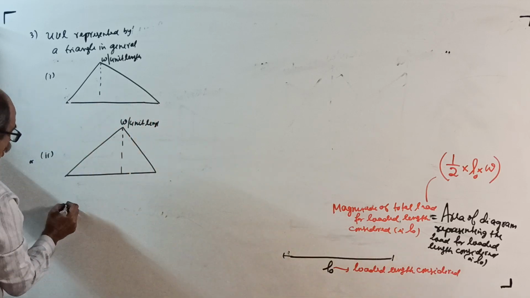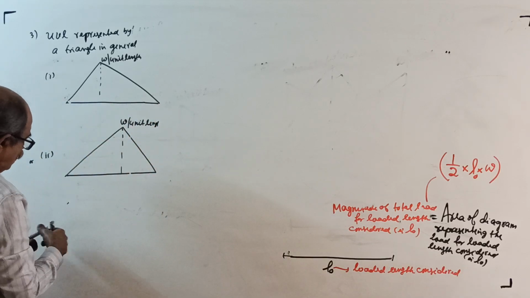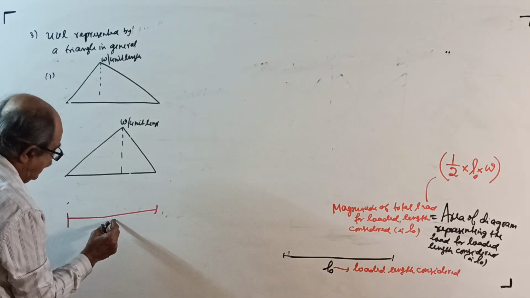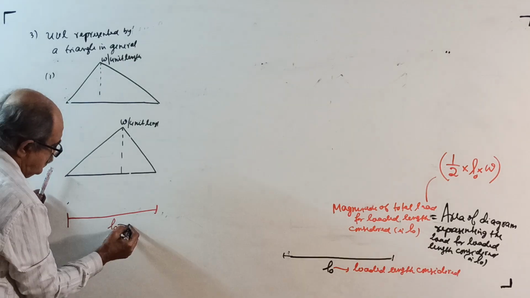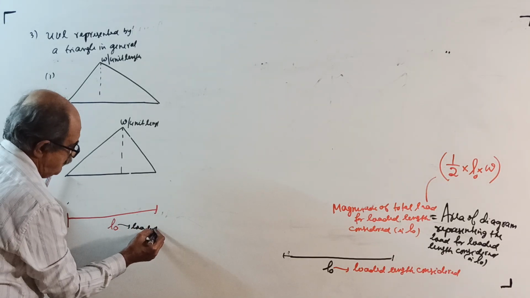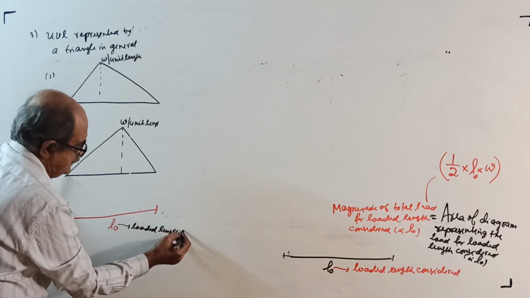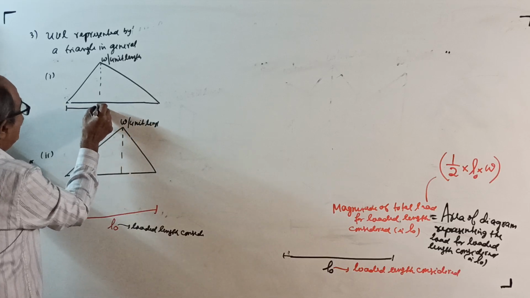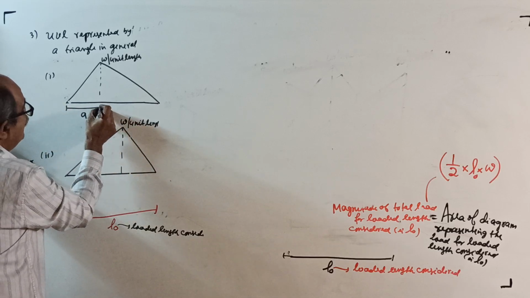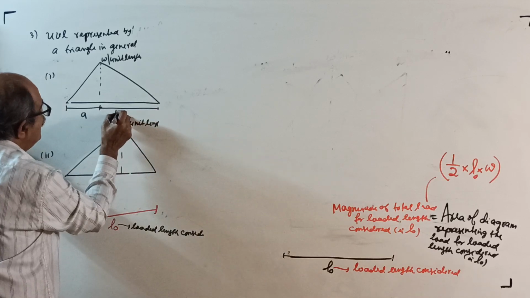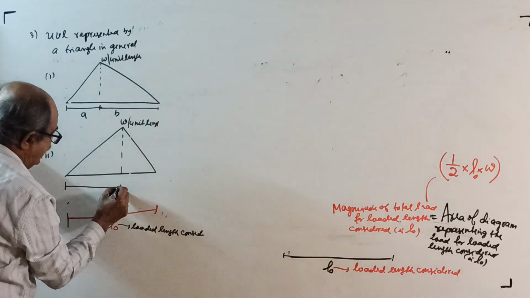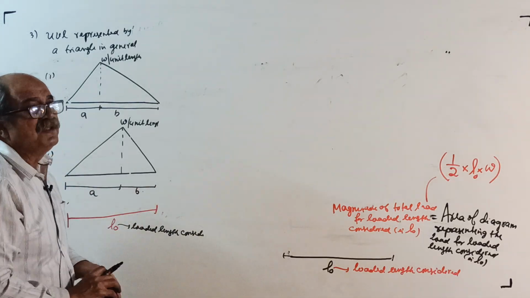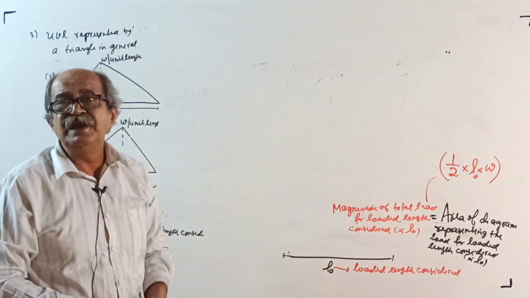For both of them common, I will write here now, common for both. This is L0, loaded length considered. But here, this cut distance, I will take as A. This I will take as B. Left side I will take A, right side B. If A becomes equal to B, it will once again become an isosceles triangle. Once again the centroid will be at the center only.